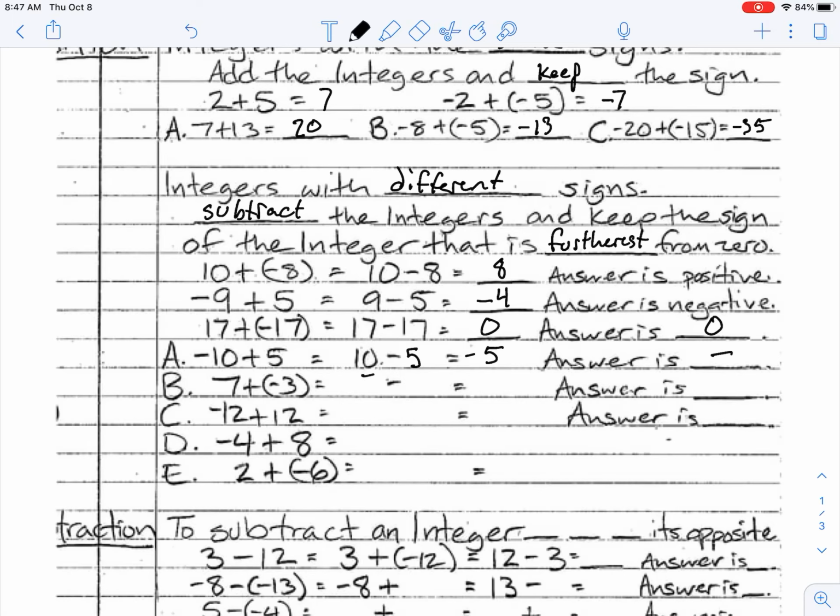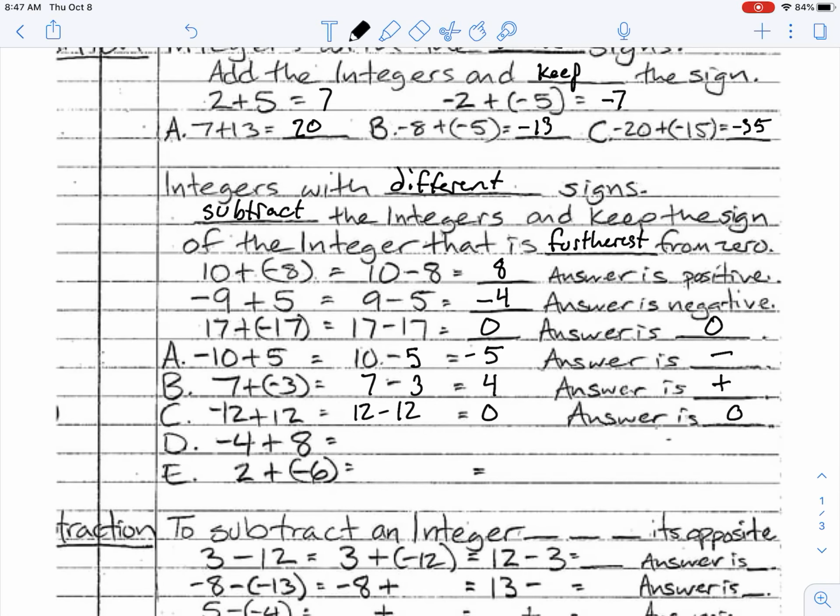7 plus negative 3, so we're going to subtract them. That's going to give us 4, and the answer is going to be, well, what has the bigger absolute value here? Well, 7 has a bigger absolute value than negative 3, so the answer will be positive. Negative 12 plus 12, well, 12 minus 12 is going to be 0, so the answer cannot be positive or negative because it's just 0.